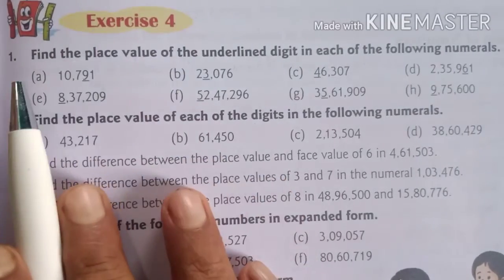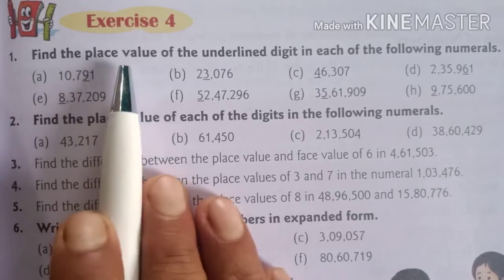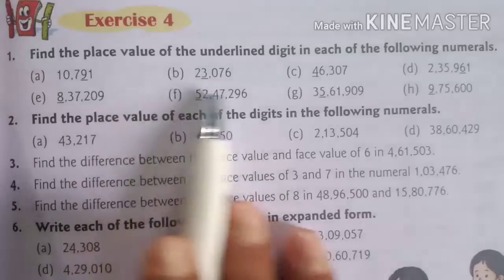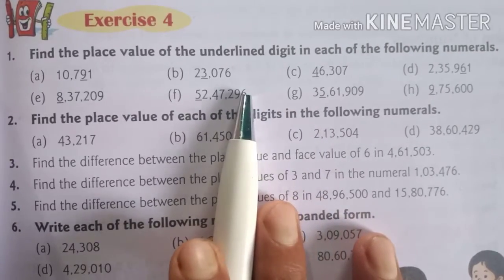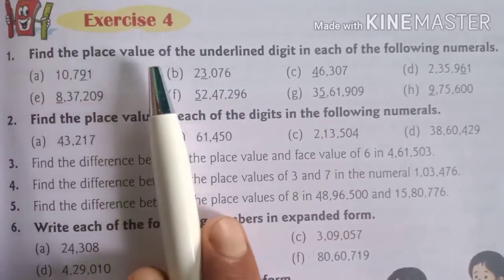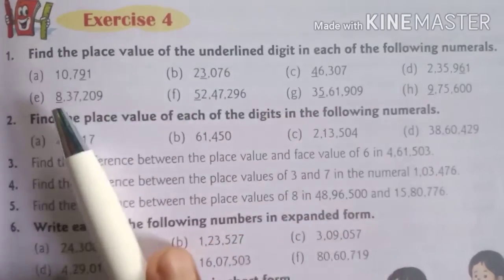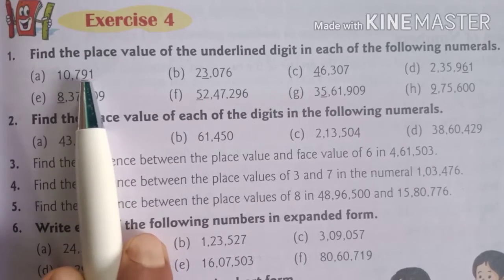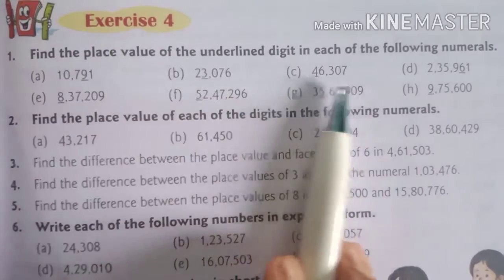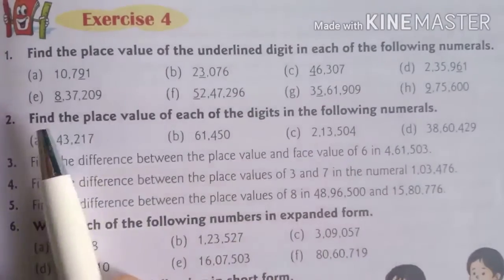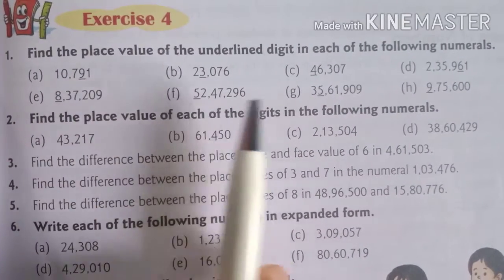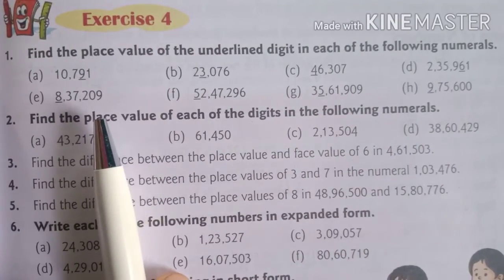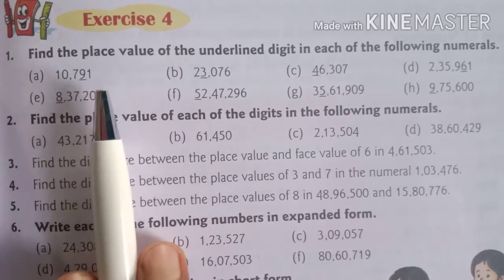See exercise 4, question number 1. Find the place value of the underlined digit in each of the following numerals. For these numerals, you have to find the place value of the underlined digits. In each numeral you will see one digit with an underline. So you have to find that underlined digit's place value.